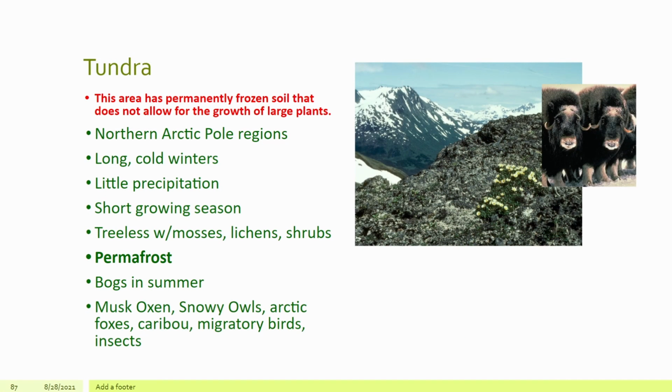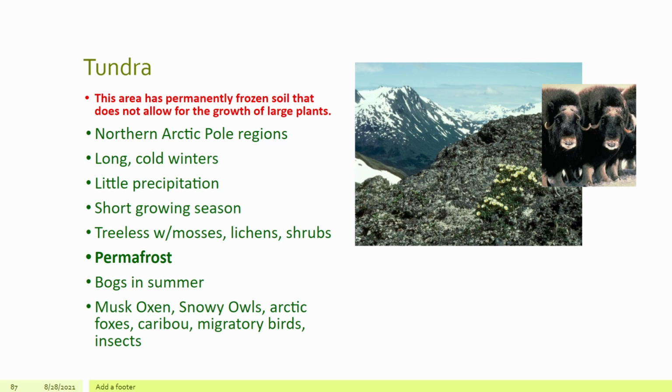So first we'll look at the tundra. This is an area with permanently frozen soil, not a lot of growth or large plants. It's usually very Arctic, it's northern, we have long, cold winters, very little rain, very short growing season. There's already not a lot of plants. What plants we do have tend to be short. We don't see a lot of trees.